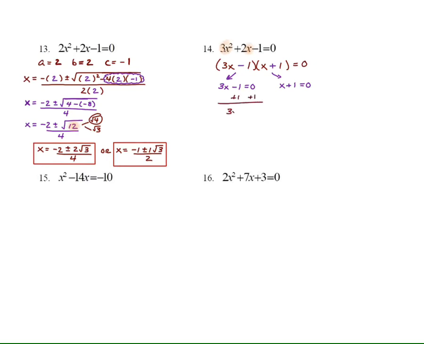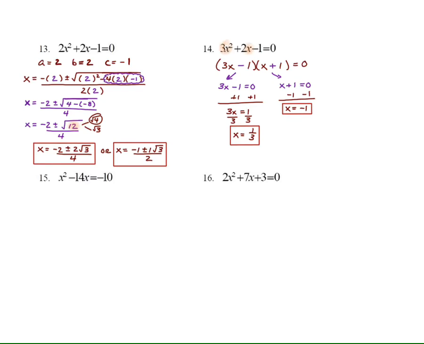Add 1 to both sides. 3x equals 1, divide by 3, x should be 1 over 3. I know we're not always super comfortable with that, but it is a correct answer. It's a preferred answer for me than a decimal, so that's how I would leave that, 1/3. And then the second equation, x plus 1 equals 0, I just subtract 1 from both sides, and I get x equals negative 1, and that would be solving that one by factoring.